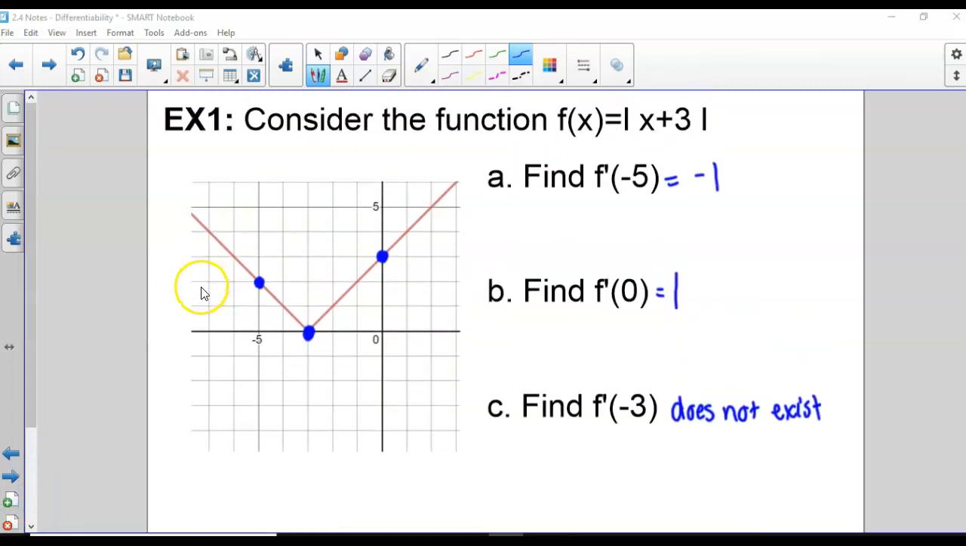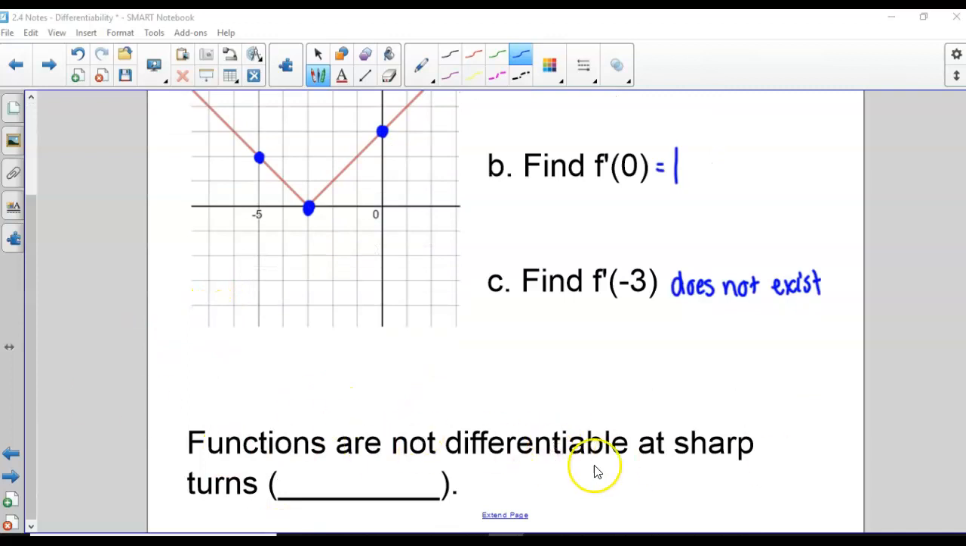Okay, so this is really important to remember. Functions are not differentiable at sharp turns, and a fancy word for a sharp turn is a cusp. I think AP will accept that as a reason. If it asks for differentiability and it gives you a graph, they'll accept it's not differentiable at x equals -3 because there's a sharp turn, or you could use the fancy word cusp.